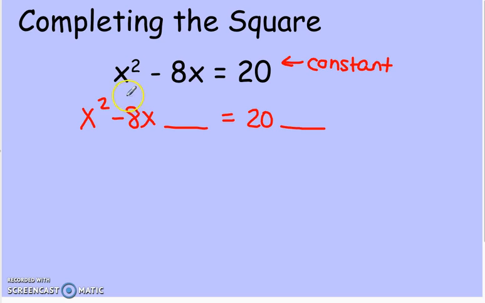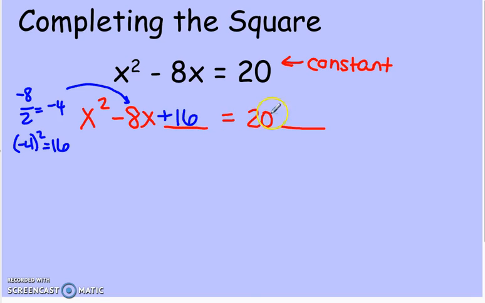So we're going to take this -8 right here. If you remember what I did before, I'm doing the same thing. So -8 divided by 2 is -4, and -4 squared, -4 times -4, is +16. When you complete the square, you will always get a positive number. So we're going to put a +16 on this line, and to balance out the equation, I need to put a +16 on the other side.